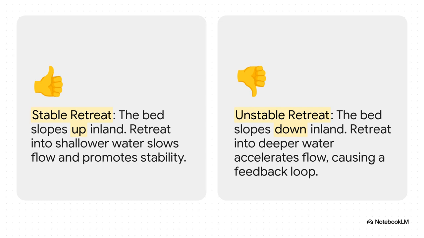So look at the left. If the land slopes uphill as you go inland, a retreating glacier moves into shallower water. That creates friction, it slows things down, and it can eventually stabilize. But look at the right. This is the situation in West Antarctica. The bed slopes downhill, so if it starts to retreat, it moves into deeper and deeper water. That means the ice flows faster, which causes it to retreat even more, which makes it flow faster. You see? It's a runaway feedback loop.